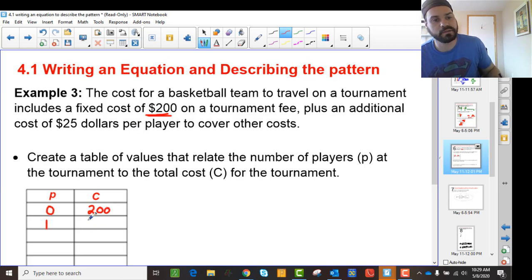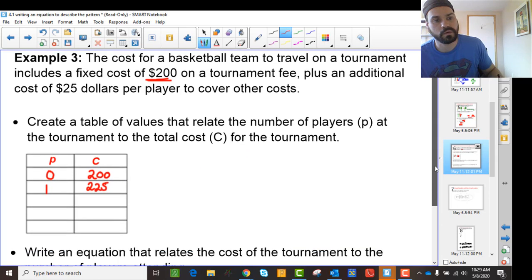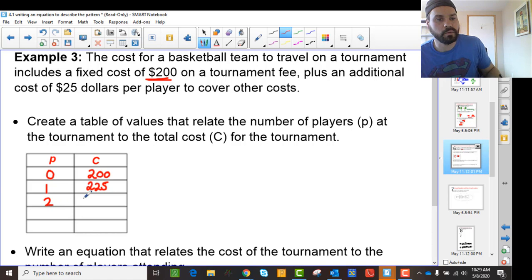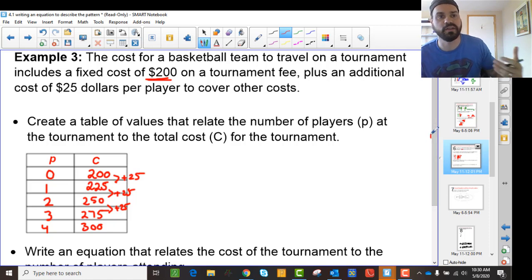If one person comes, now we're adding $25 a player, okay? And if we do 2, then we get to 250. And then if we do 3, we get to 275. We're just adding 25 each time, right? Because every time we add a player, we're adding $25. And then, of course, if there were 4 players, there'd be 300. Now, if you're traveling with a basketball team, you need 5 players to field a team, to put a team on the court.